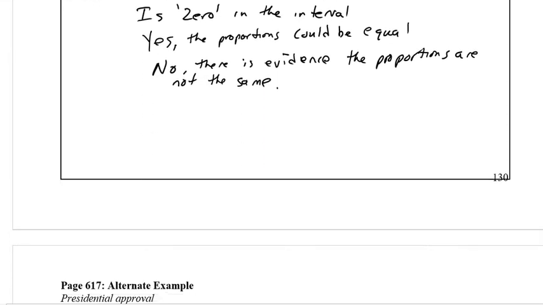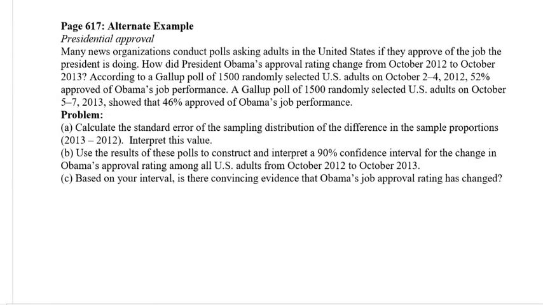Okay, so let's look at an example here. Many news organizations conduct polls asking adults in the United States if they approve of the job the president's doing. So how did President Obama's approval rating change from October 2012 to October 2013? According to a Gallup poll of 1,500 randomly selected U.S. adults on October 2 to 4, 2012, 52% approved of Obama's job performance. A Gallup poll of 1,500 randomly selected U.S. adults on October 5 through 7 showed that 46% approved of Obama's job performance.